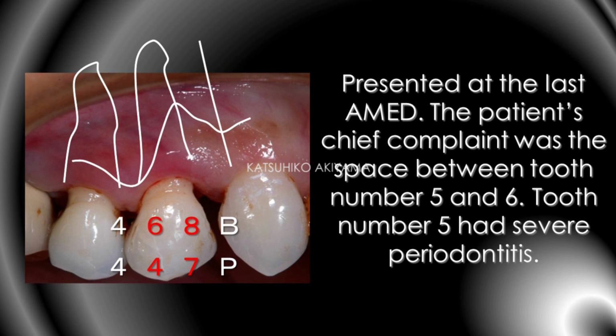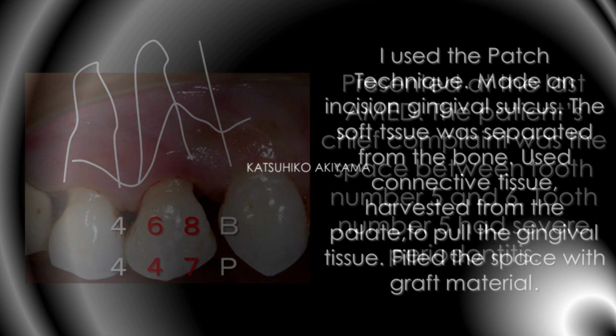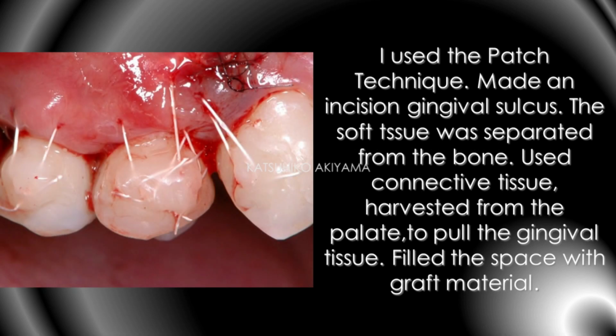I used the patch technique and made an incision in the gingival sulcus. The soft tissue was separated from the bone. I used connective tissue harvested from the palate to place under the gingival tissue. Fill the space with graft material.